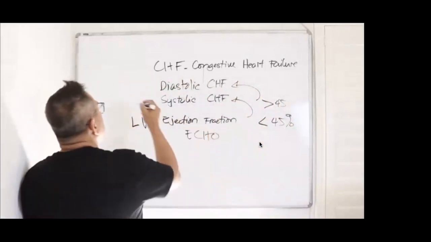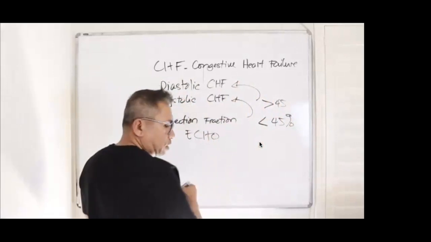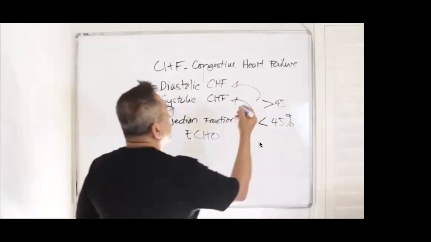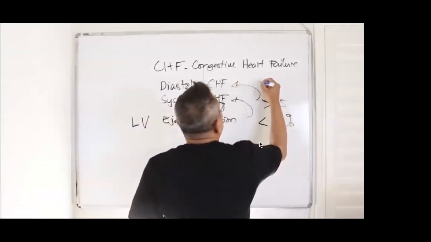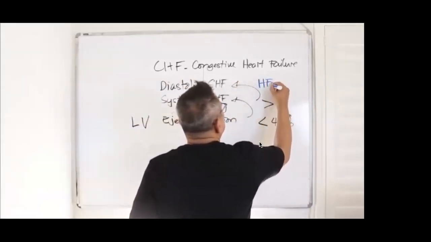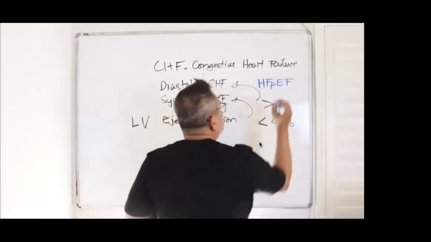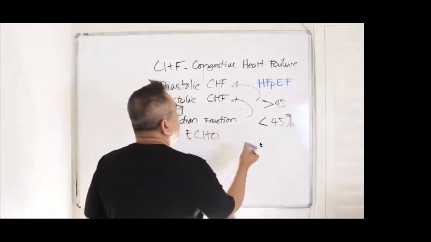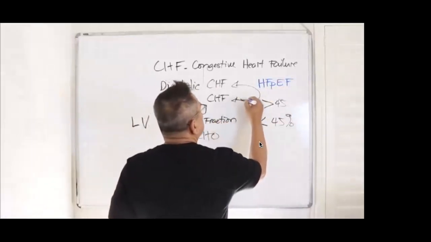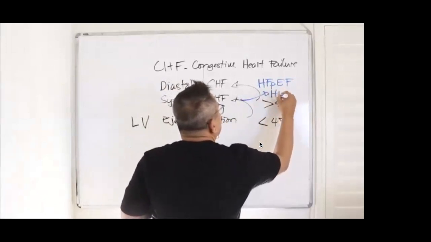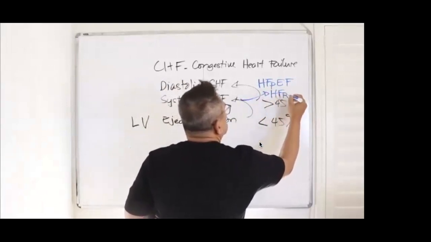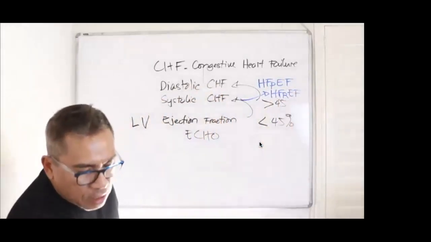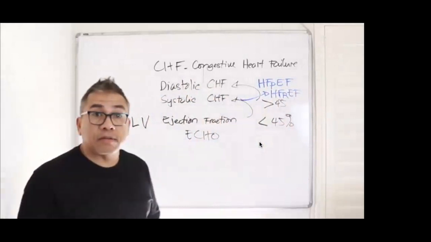Nowadays they use a different abbreviation. Diastolic heart failure is documented for the most part as, let me write it down here, heart failure with preserved ejection fraction. Systolic CHF is documented as heart failure with reduced ejection fraction. That is how these days doctors document what type of heart failure the patient has.